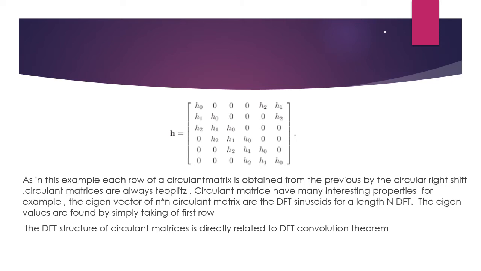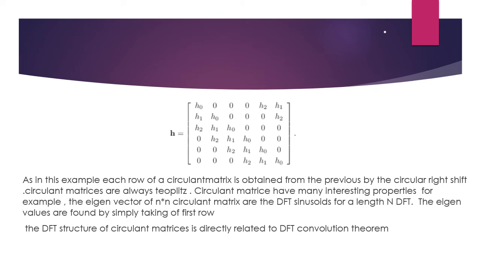Here is an example: H is equal to H0 0 0 0 H2 H1, H1 H0 0 0 0 H2, H2 H1 H0 0 0 0, 0 H2 H1 H0 0 0, 0 0 H2 H1 H0 0, 0 0 0 H2 H1 H0. As in this example, each row of the circulant matrix is obtained from the previous by a circular right shift. Circulant matrices are always Toeplitz.